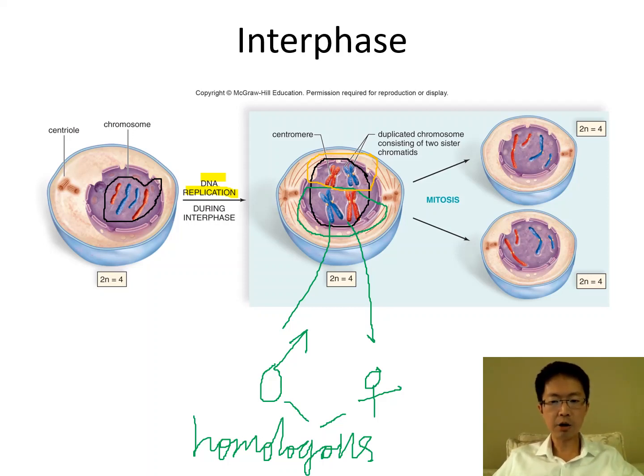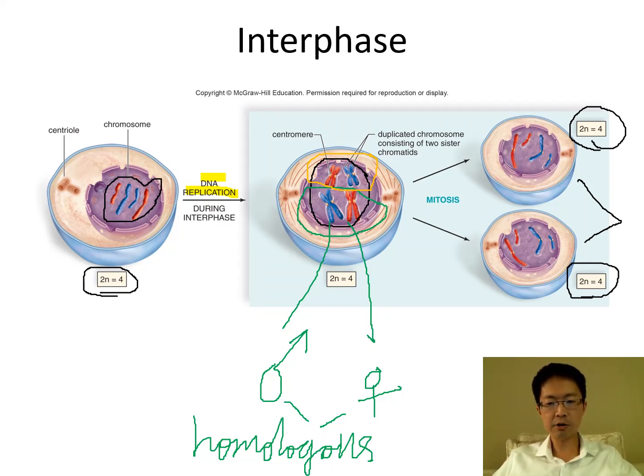And then at the end of mitosis, you have 2 daughter cells. So we have 2 daughter cells here. So remember, this is mitosis that we were talking about. At the beginning of mitosis, we have 4 chromosomes, okay? At the end of the mitosis, each daughter cell also has 4 chromosomes. In other words, in mitosis the 2 daughter cells are identical.